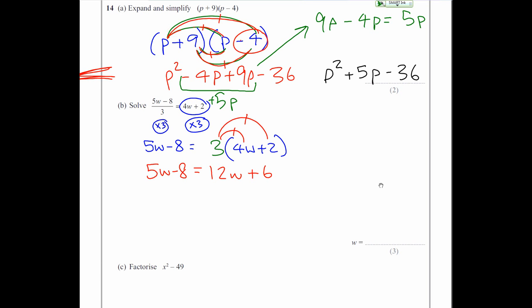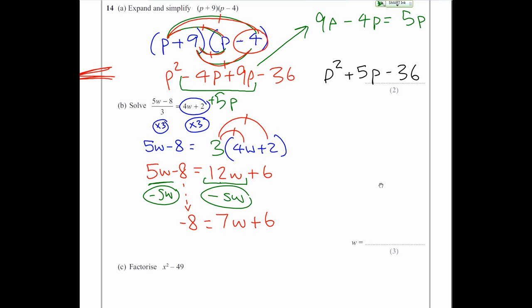You want your letters on one side and your numbers on the other side. Now we want our letters on this side. Why? Because you've got more w's on that side. If you try and get them over here, when you take away the 12w, you can have negatives, which we do not want, if we can help it. So take away 5w from both sides. Here it goes, nothing left. All we've got left is the minus 8. And on the right hand side, we've got 12w, take away 5w, 7w plus 6.